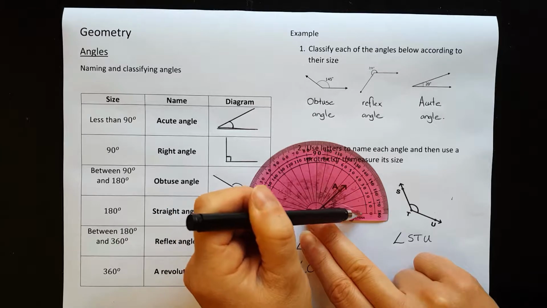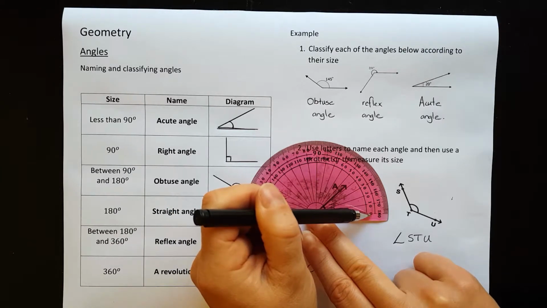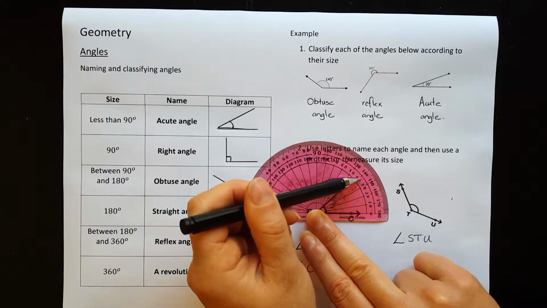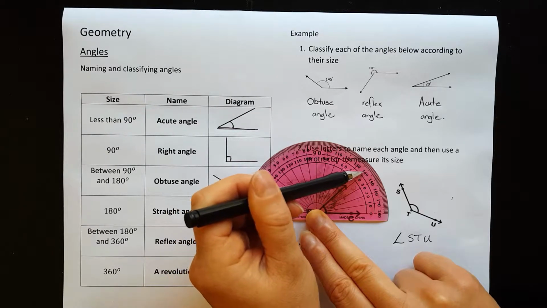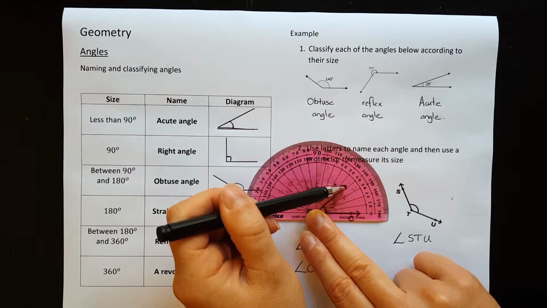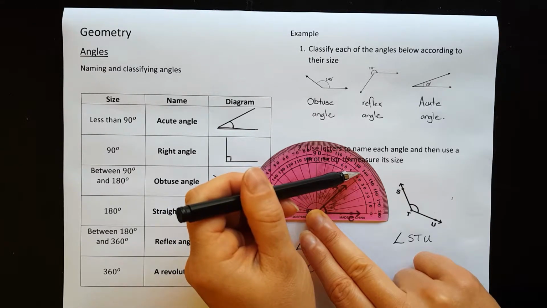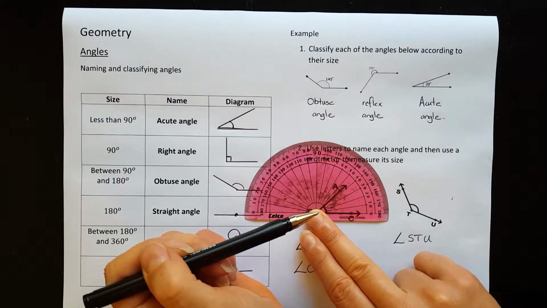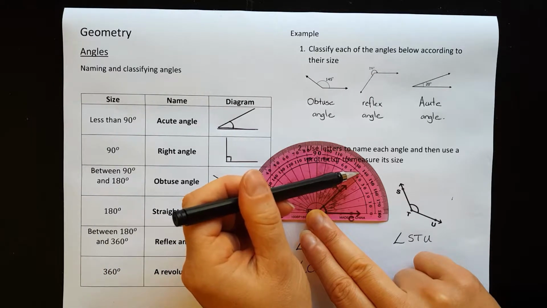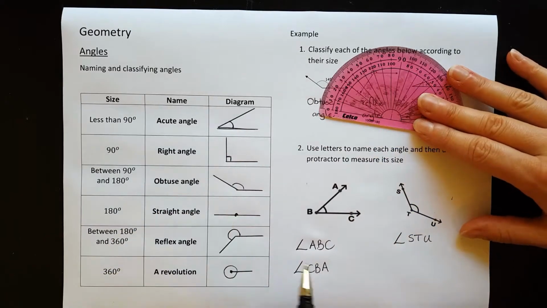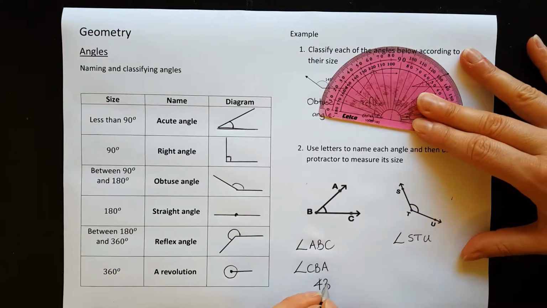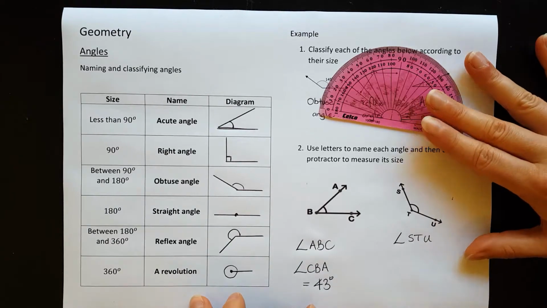So this is my arm. I need to start with that 0, and I need to come around until I find where my other arm is going to be. So if we try to extend that out there, in between here, it would be about 43 degrees, maybe 44 degrees. Okay, so I'm going to say 43 degrees is the size of my angle that we've just worked out there.